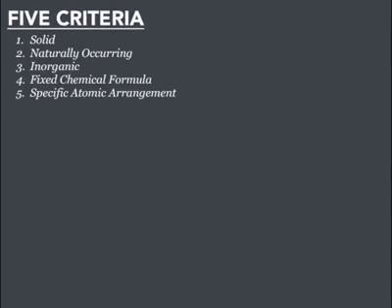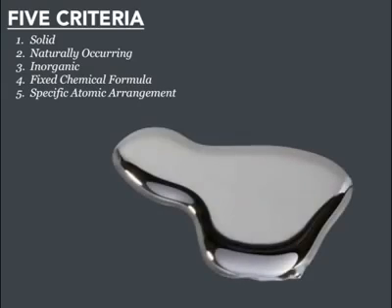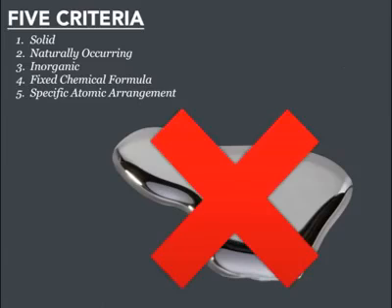So let's test ourselves a little bit. Here are those 5 criteria. Must be solid, naturally occurring, inorganic, have a fixed chemical formula, and a specific atomic arrangement. So, what about this pool of liquid mercury? Can this be considered a mineral? Well, if you look at criteria number 1, it says it must be a solid, and this clearly is a liquid, so sorry mercury, you're not a mineral.